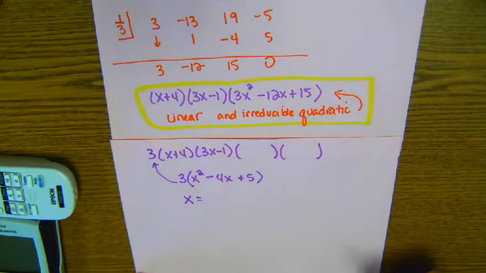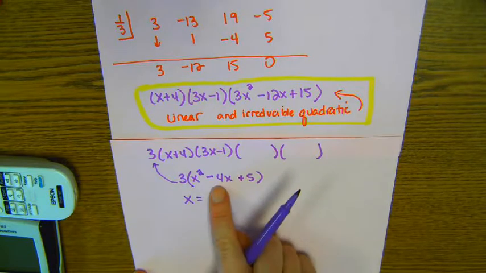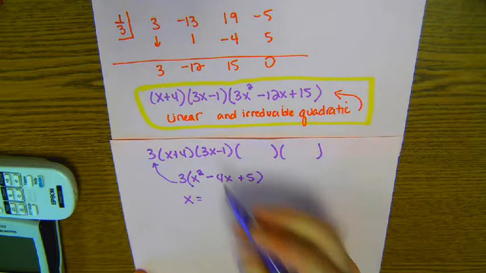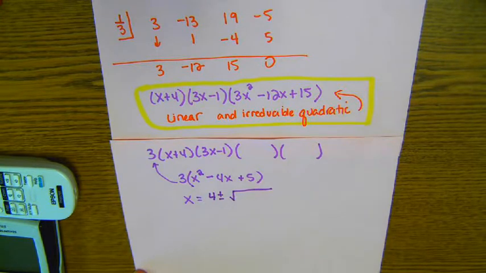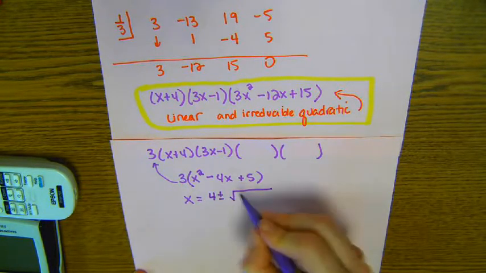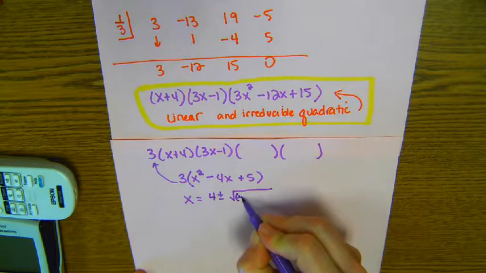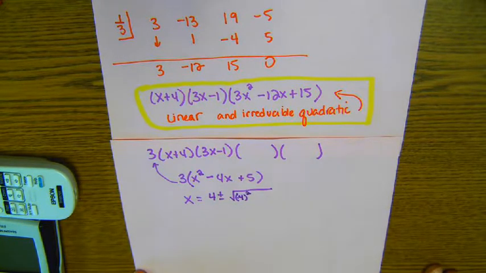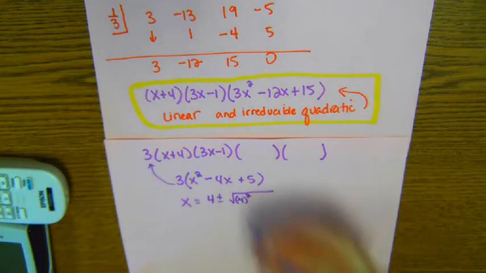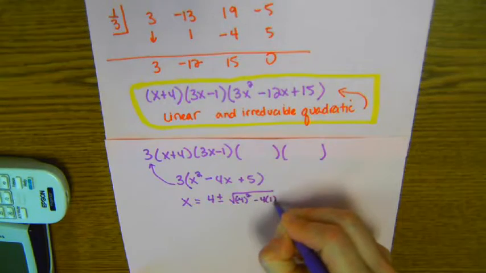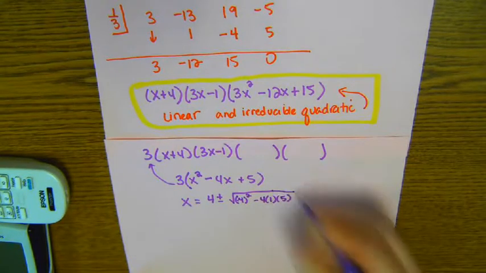Remember our little song? X equals negative b plus or minus square root. Sound familiar? b squared minus 4ac. Alright, x equals negative b. So what do I write first? Positive 4. Plus or minus square root. b squared minus 4ac. So I write negative 4 squared. It's going to be positive. Minus 4 times a times c.